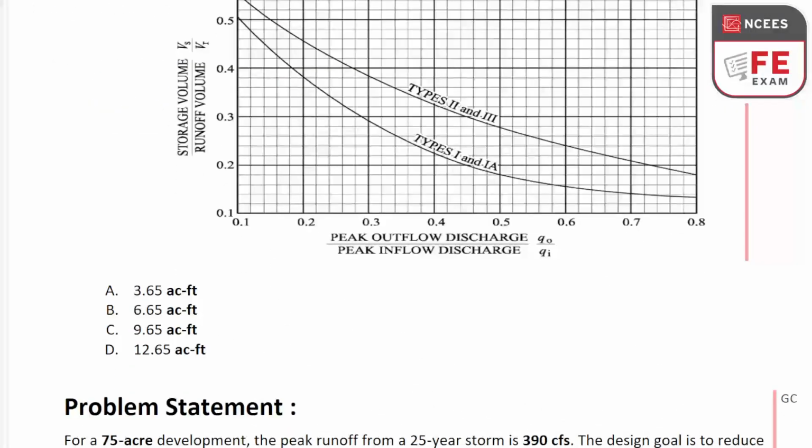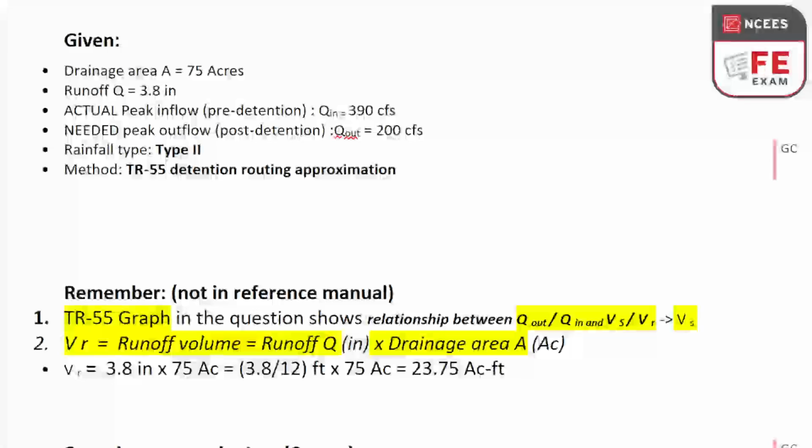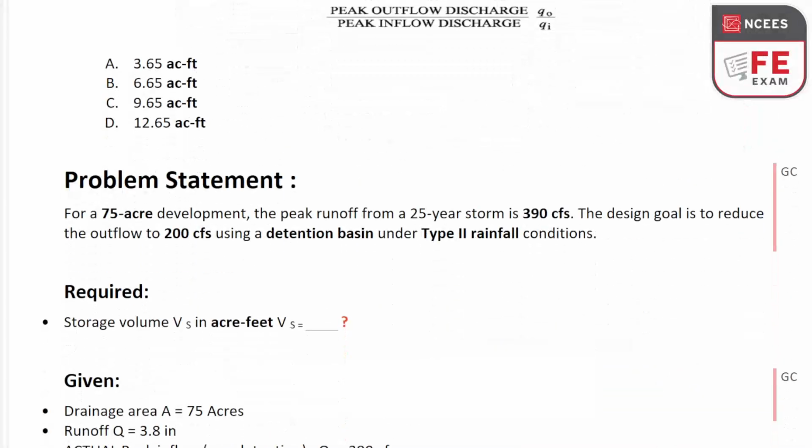Okay, so from this graph we have Q out by Q in. So using Q out by Q in, if we are able to get a coefficient, and if we compare it with the curves type 2 and 3, because we are in the type 2 rainfall, we will be able to find the Vs by Vr. So out of Vs by Vr, which is the storage volume by runoff volume, we need to find out the Vs.